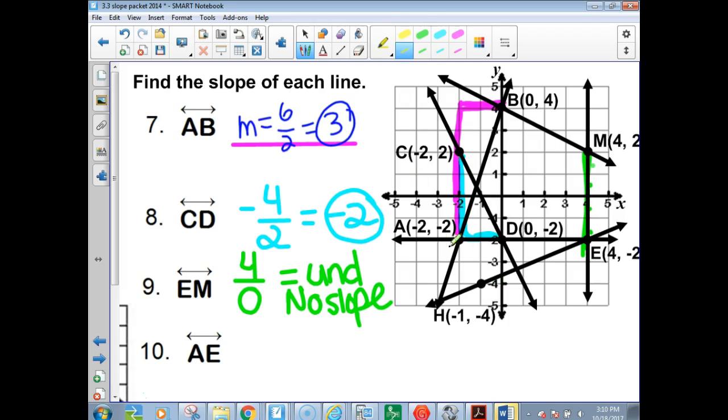And finally, AE, go from A all the way over to E. I can go to the right, but I didn't go up or down. So that'd be a 0 on the top, 1, 2, 3, 4, 5, 6 on the bottom. When you divide 0 by 6, you get 0. That's the name of the number for the slope, 0. It has a value.